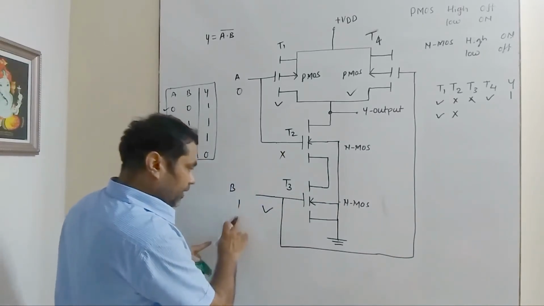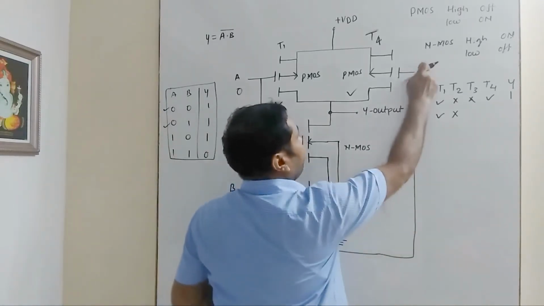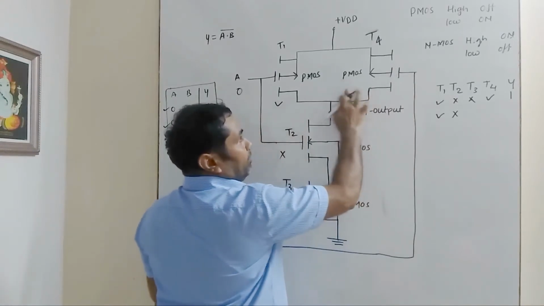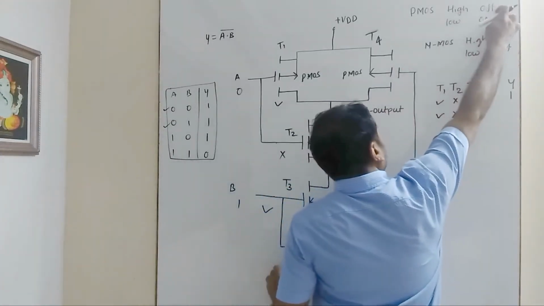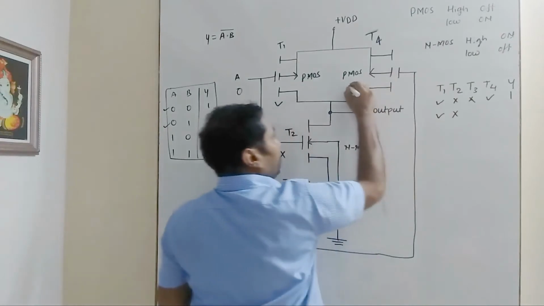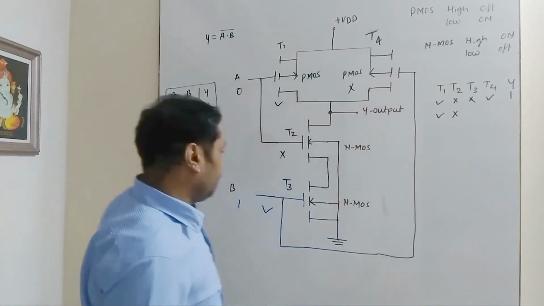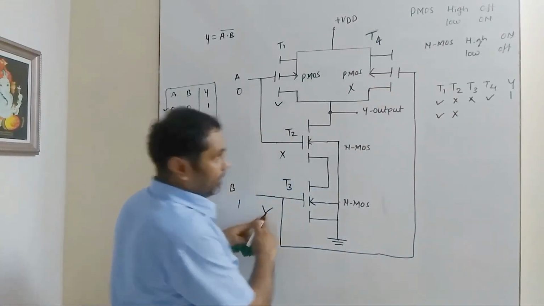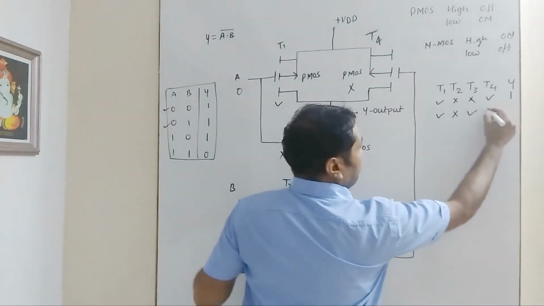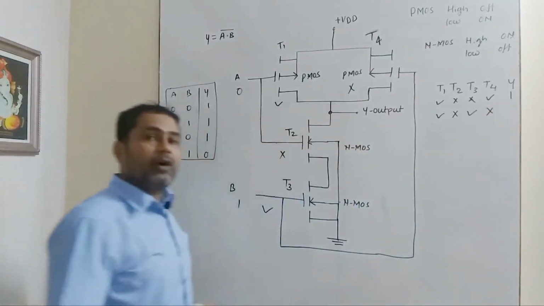Same logic 1 is also connected to the gate of the PMOS. And if logic 1 is connected to the gate of a PMOS, it will be off. So this PMOS will be off. So for T3, what can we write? T3 is on, while T4 is off. Now what will be the output? Let us see.